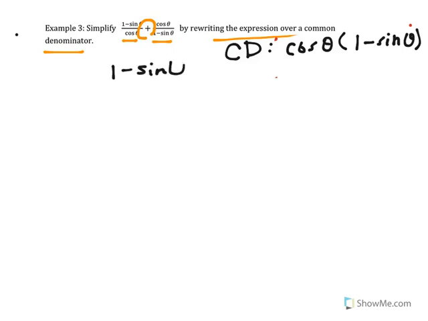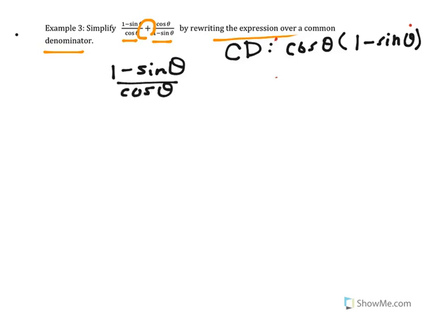Example 3 says simplify 1 minus sine over cosine plus cosine over 1 minus sine. Just like with fractions, the easiest common denominator is always just to multiply the two denominators that are there: cosine times 1 minus sine. It's the easiest way to find a common denominator. So what does that mean? I'm going to rewrite this right in the middle here.